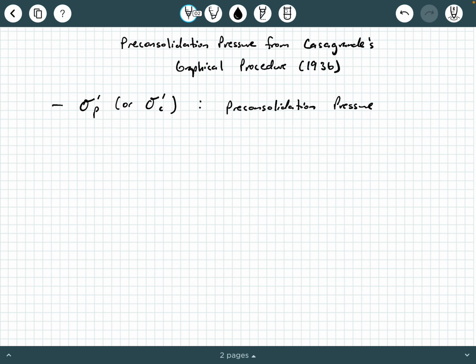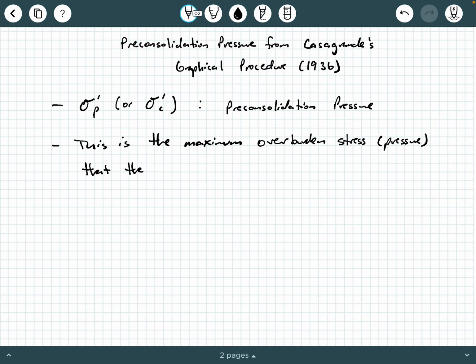Okay, now what is the pre-consolidation pressure? Well, this is the maximum pressure or overburden stress or pressure that the soil sample has experienced in the past.